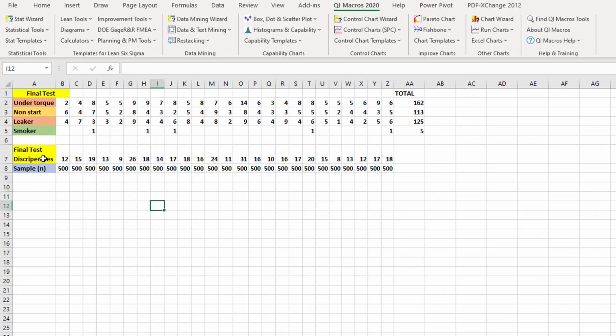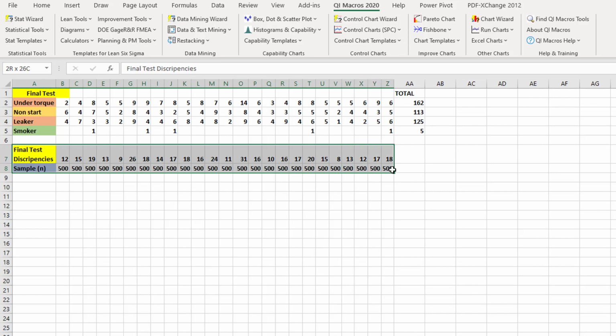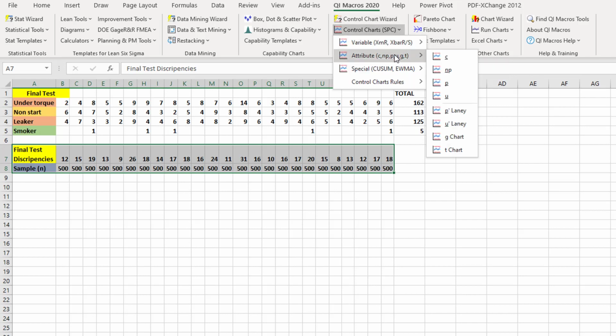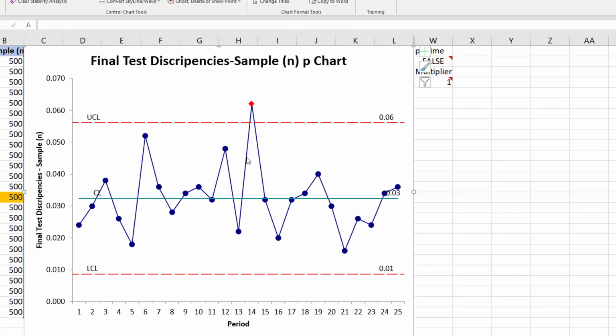So now we want to construct a P chart for this. How will you construct a P chart for this? I'm just going to construct a P chart for this. And if you want to construct a C chart or some other chart, you can easily construct it. So this is my P chart.